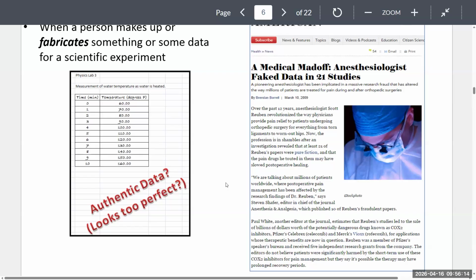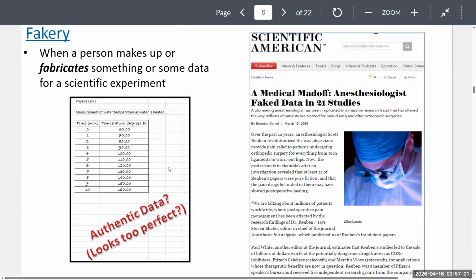Paul White, another editor at the journal, estimates that Rubin's studies led to the sale of billions of dollars worth of potentially dangerous drugs known as COX-2 inhibitors, Pfizer's Celebrex and Merck's Vioxx, for applications where therapeutic benefits are now in question. Rubin was a member of Pfizer's Speakers Bureau and received 5 independent research grants from the company. The editors do not believe patients were significantly harmed by the short-term use of these COX-2 inhibitors for pain management, but they say it's possible the therapy may have prolonged their recovery periods. Okay. Just be careful about faking the data.